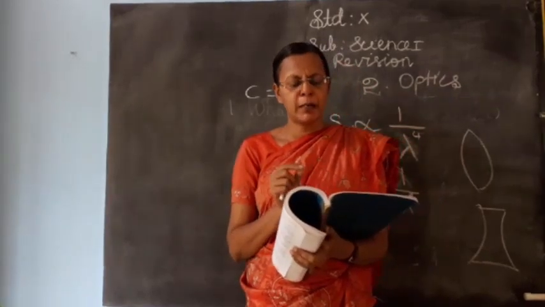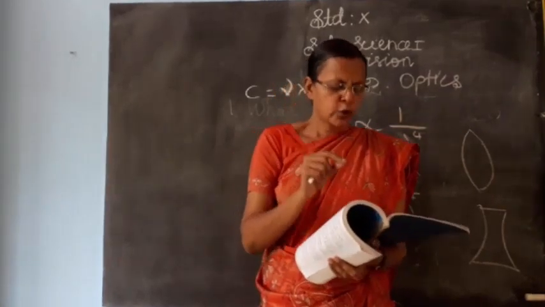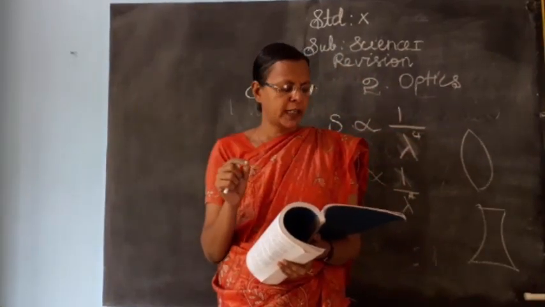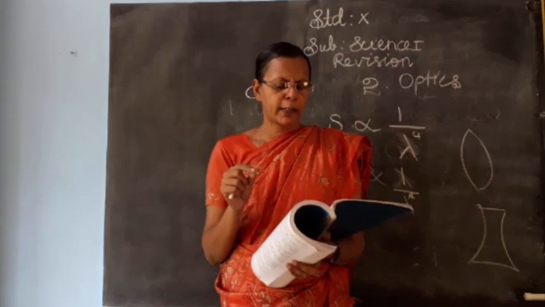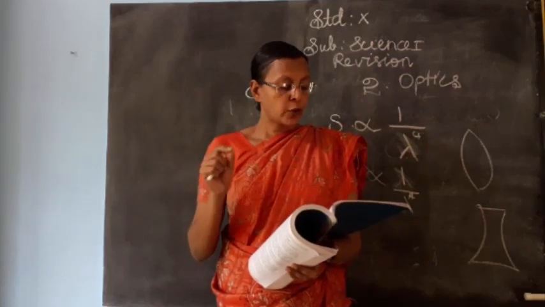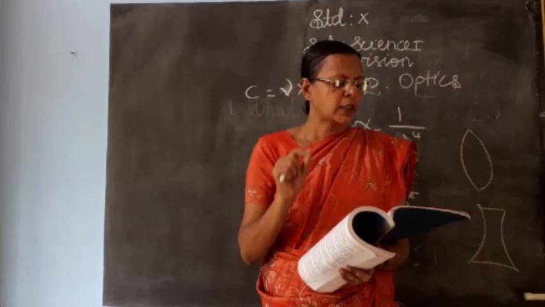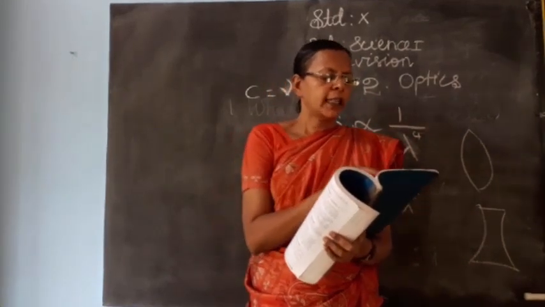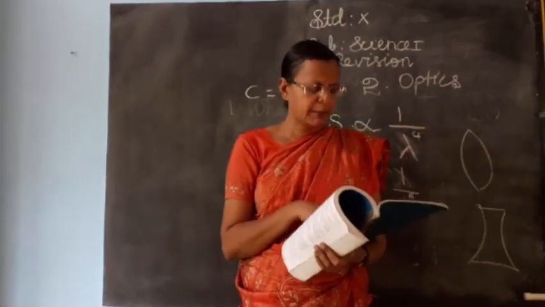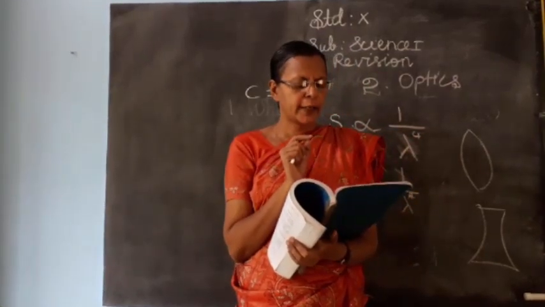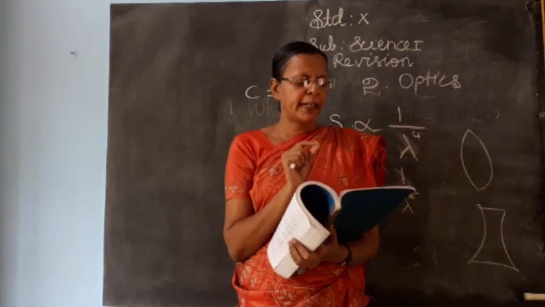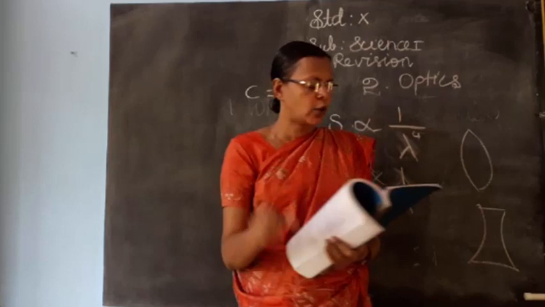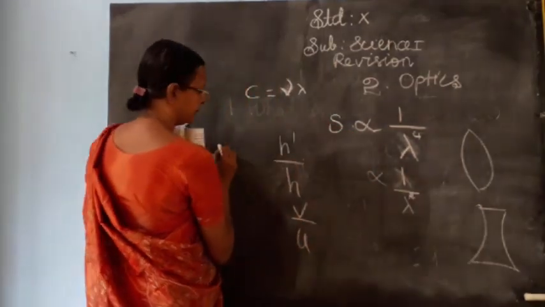Like that, the use of the simple microscope is also there. Page number 26. Three types of microscope they have given: simple microscope, compound microscope, traveling microscope. Mainly they have given the simple microscope and the compound microscope. One more thing, astigmatism. On page number 26, above the microscope, you can see astigmatism can be corrected by cylindrical lenses, otherwise called toric lenses.